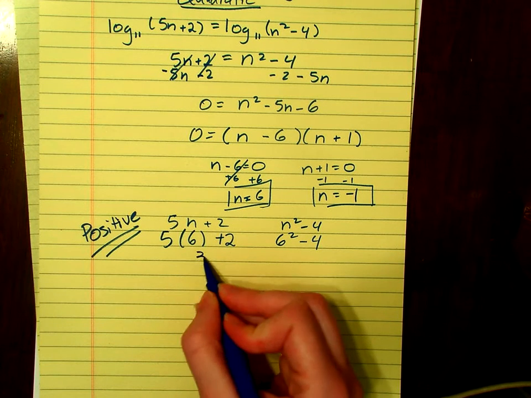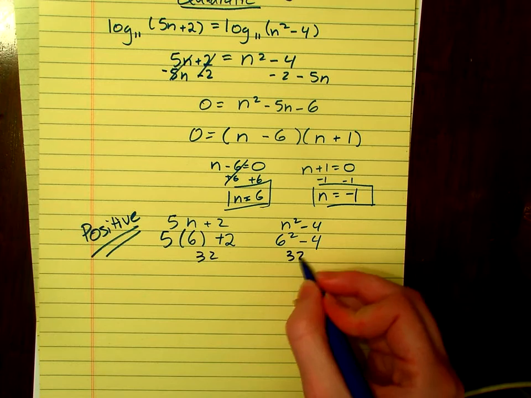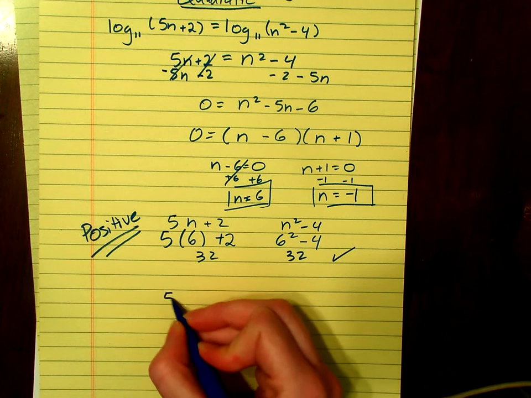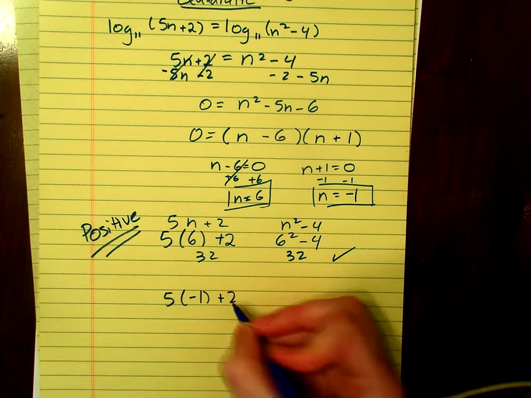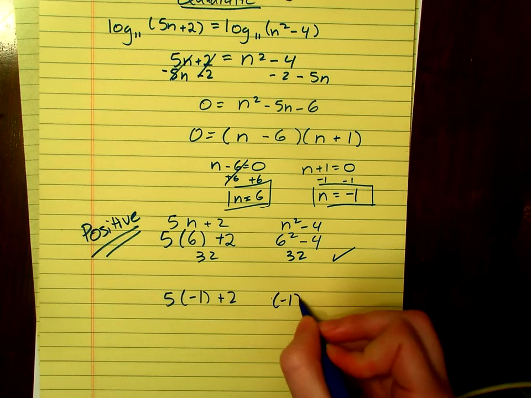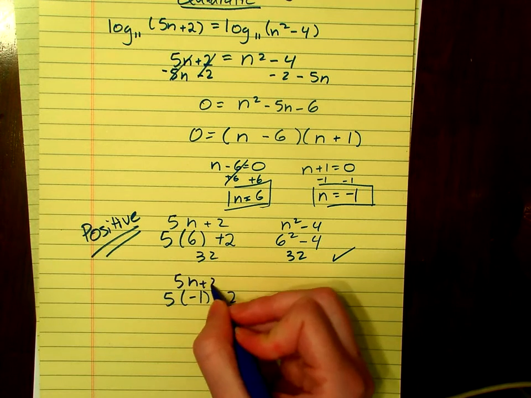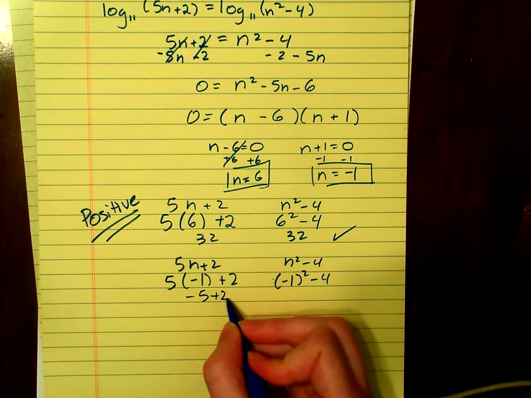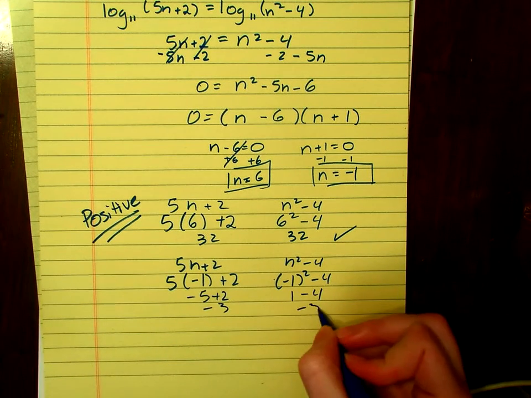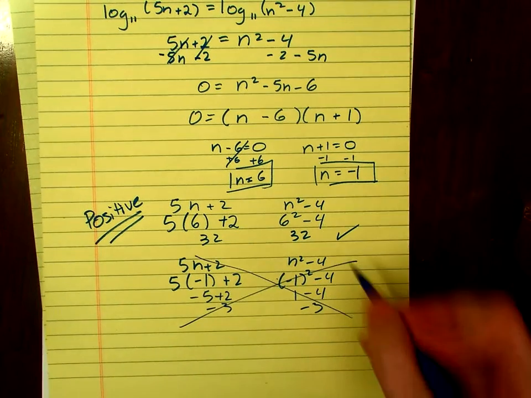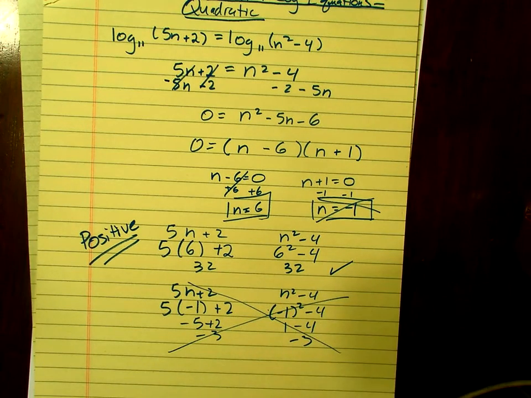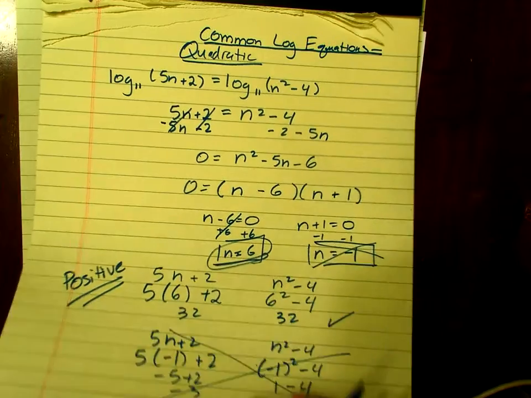So I go ahead and check. I get 32 and I get 32 again. These both equal each other and they're both positive solutions. Now if I plug in negative 1 into both of these, negative 1 squared minus 4, again we're plugging into 5n plus 2 and n squared minus 4, then I get negative 5 plus 2, that's a negative 3. We get 1 minus 4, that's a negative 3. That's negative. The negative 1 is not a valid solution. So after you solve, you need to check, is it valid? So my solution is just n equals 6 in this case.